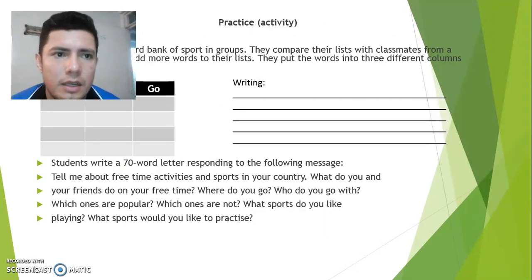Practice activity. Students write a word bank of sporting groups. They compare their lists with classmates from a different group to add more words to their list. They put the words into 3 different columns: play, do, and go. Students write 70-word letters responding to the following message.